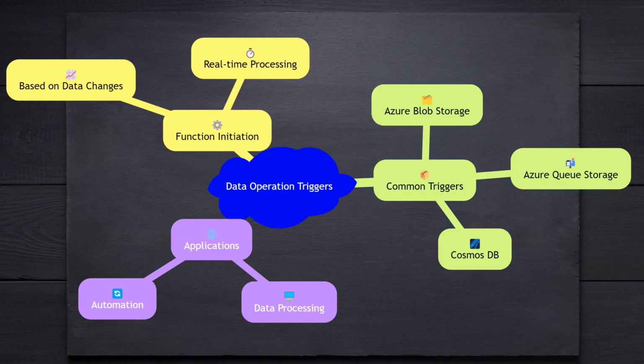Data operations triggers are used to initiate functions based on changes in data. For example, a trigger can be set to run a function whenever a new item is added to a storage account or a database. This is particularly useful for applications that need to process data in real time or near real time. Common data operation triggers include Azure Blob Storage triggers, Azure Queue Storage triggers, and Cosmos DB triggers.